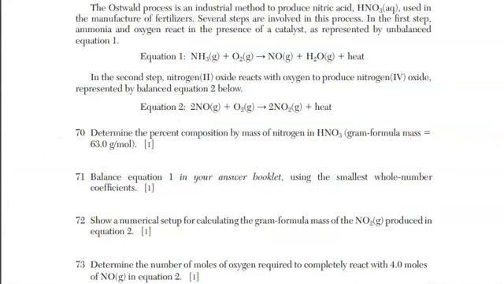Question 70, we're looking to determine the percent composition by mass of nitrogen in nitric acid. The percent equation is on reference table T. If you forget, it's the part, which in this case is the nitrogen, over the whole thing, which is the gram formula mass, which they gave us, times 100. For the mass of the nitrogen, you're going to go to the periodic table and grab the atomic mass. We're going to take that, divide by 63, and times 100.